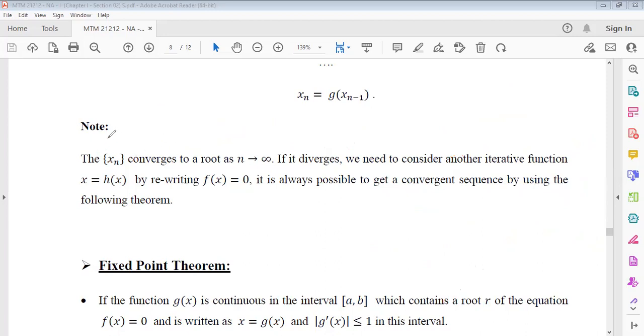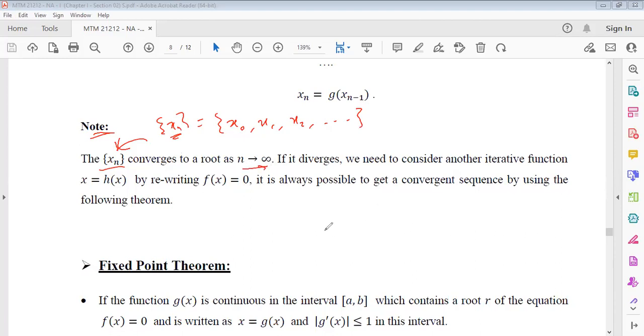Okay, so let me continue the note. This note says we have a sequence of numbers. What does this notation say? This x_n is x0, x1, x2, consecutive values, a series of values, a sequence of values. In that sequence, it will converge to the root as n tends to infinity.